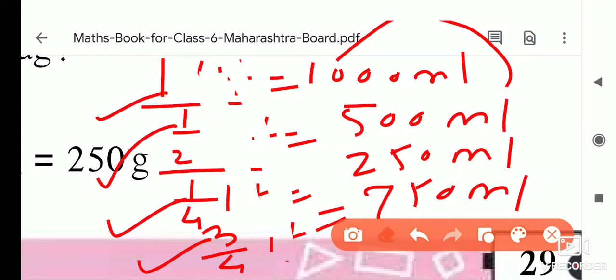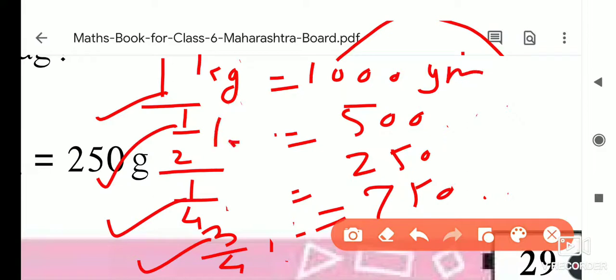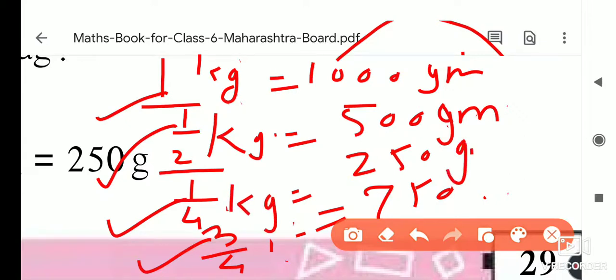Okay. And suppose it is given in kg. So here what will come? It will be gram. So if we are writing here kg, 1 kg 1000 gram, half kg 500 gram, quarter kg 250 grams, 3/4 kg 750 grams. Okay. So this is liter, meter. Now we will see the kilometers.